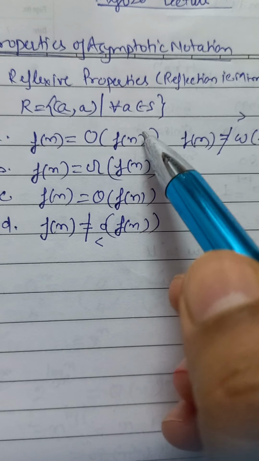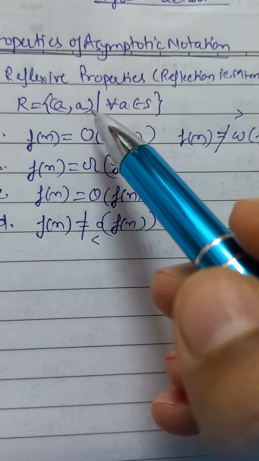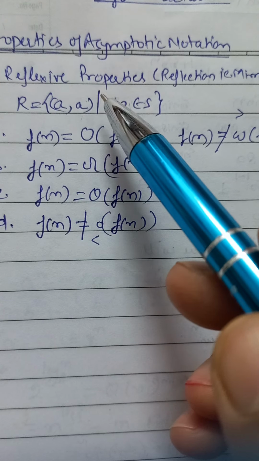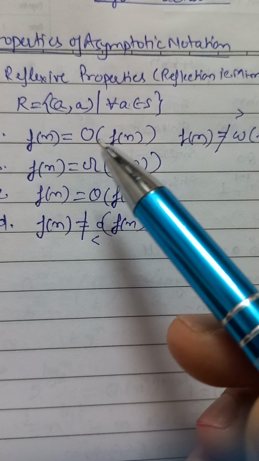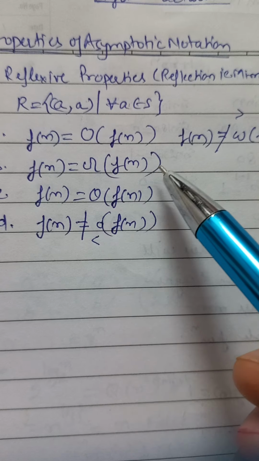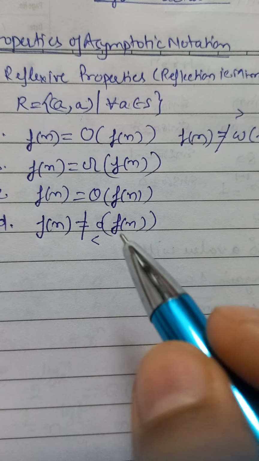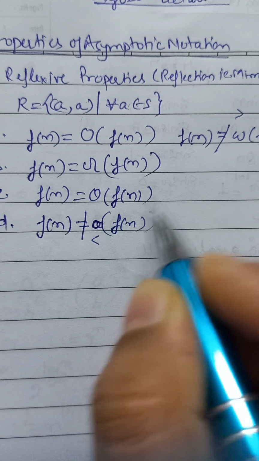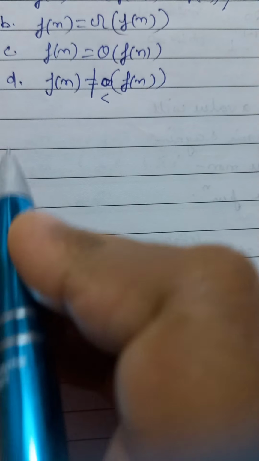So these are the properties which belong to asymptotic notation in respect of the reflexive property. So f(n) is equal to big O f(n), f(n) is equal to omega f(n), f(n) is equal to theta f(n), but f(n) does not equal small o f(n), and f(n) does not equal small omega f(n). Now move to the next, that is the symmetric property.